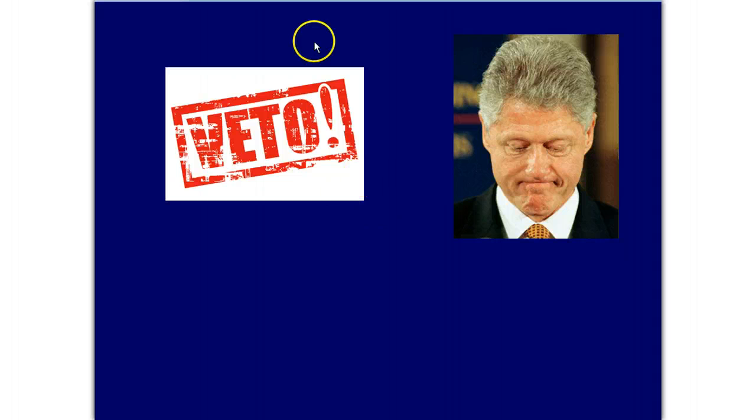Here are some examples, though, of how the president can veto a law. That's the executive branch checking the legislative. And also, the Congress can impeach the president.